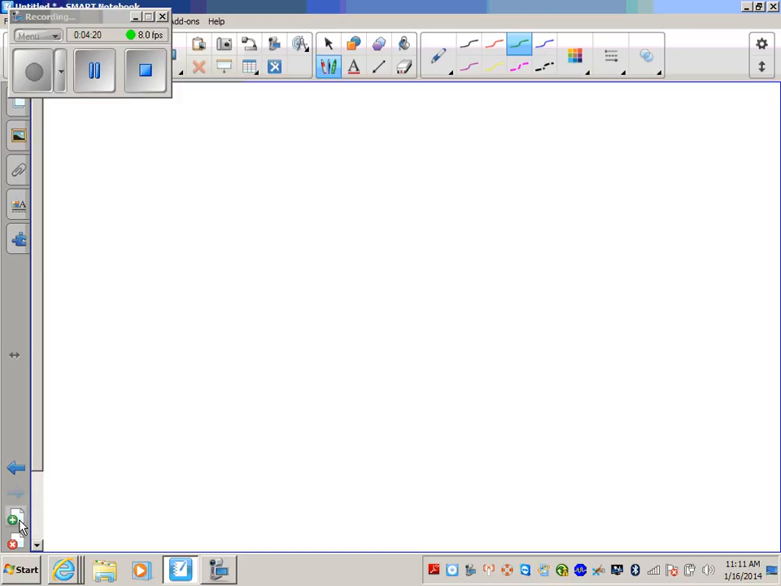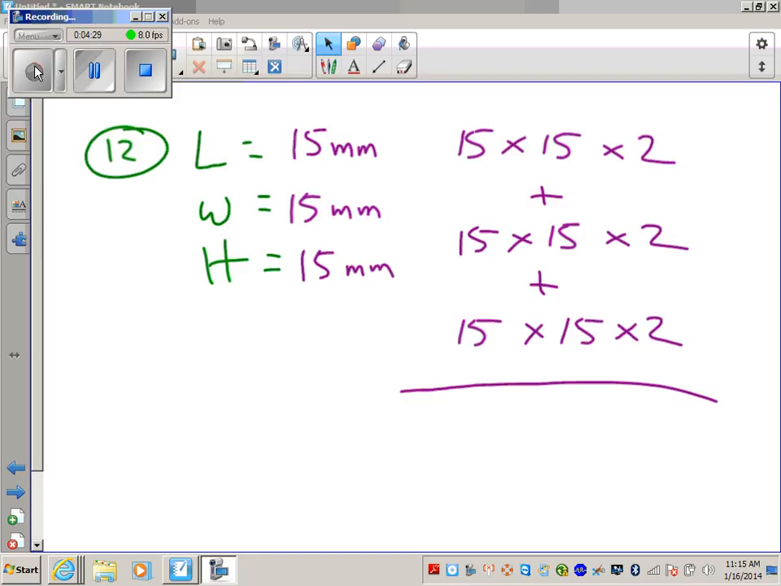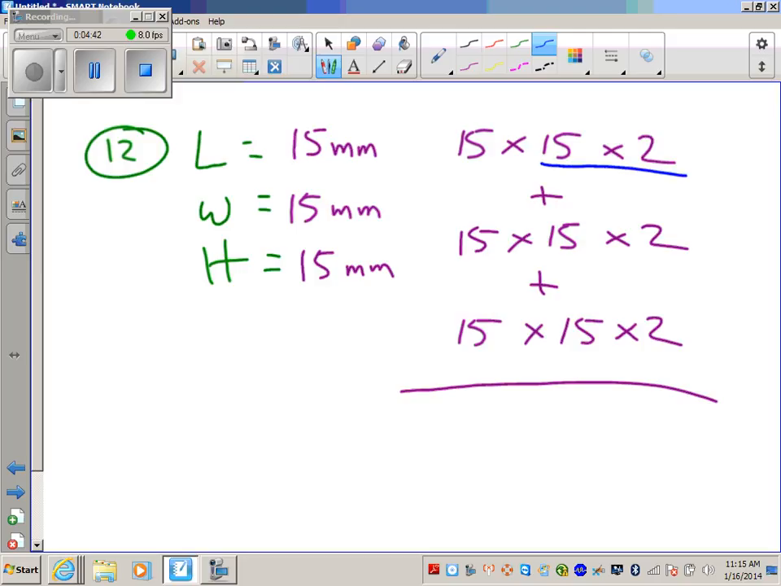Try number 12. In L, W, or H, unless you remember the shortcut with a cube. Now, the great thing about working with a cube is even if you didn't find the shortcut, and we'll get to the shortcut in a minute, even if you didn't get to the shortcut, you're really only doing one problem. So we can go 15 times 2 and say 30, right? 15 times 30 you can do in your head. What's 15 times 3?